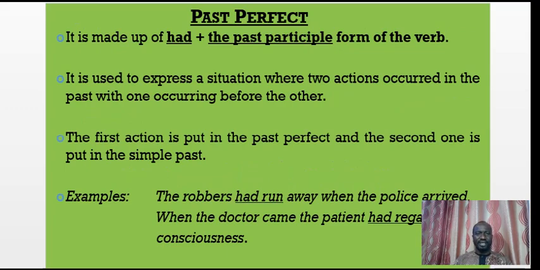Past perfect. It is made up of had plus the past participle form of the verb. It is used to express a situation where two actions occur in the past with one occurring before the other. The first action is put in the past perfect, and then the second one is put in the simple past. The robbers had run away when the police arrived. When the doctor came, the patient had regained consciousness.